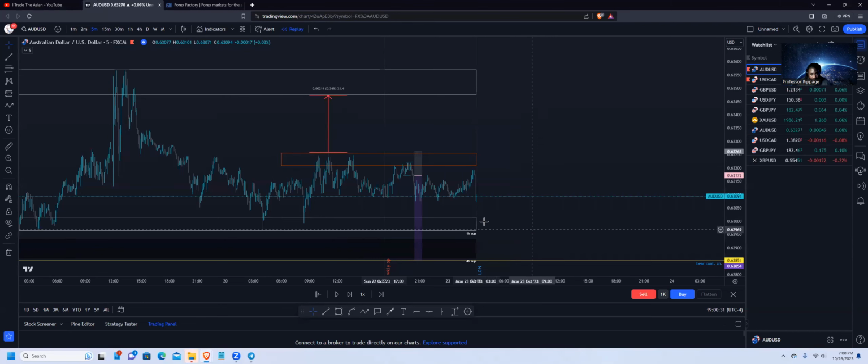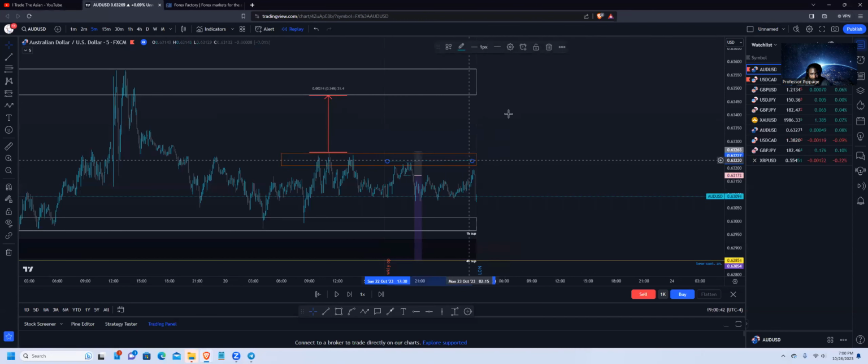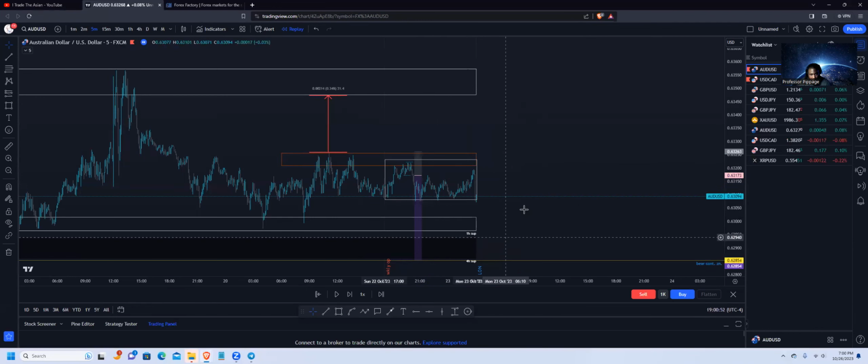So at this point, little consolidation areas right here. Let me delete that and do better. Get rid of this. I'm gonna use the box tool. So right here, we got the consolidated area. And that's pretty much what price action is. We are now into the London session.